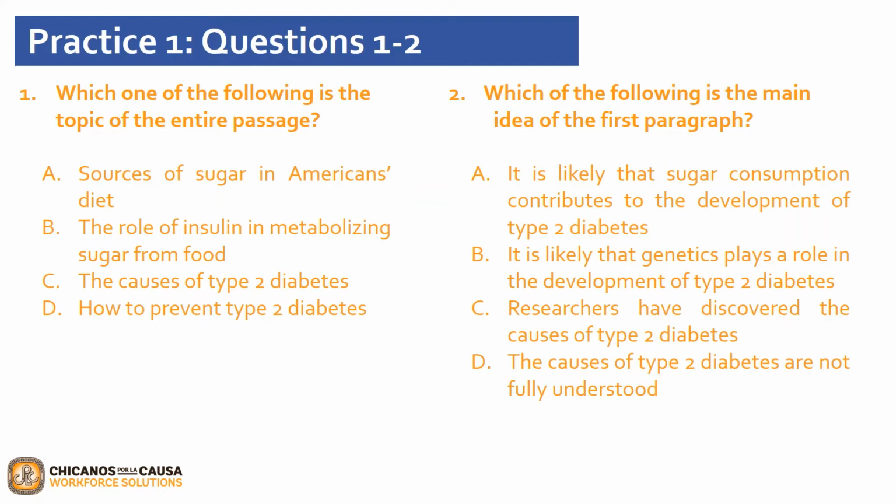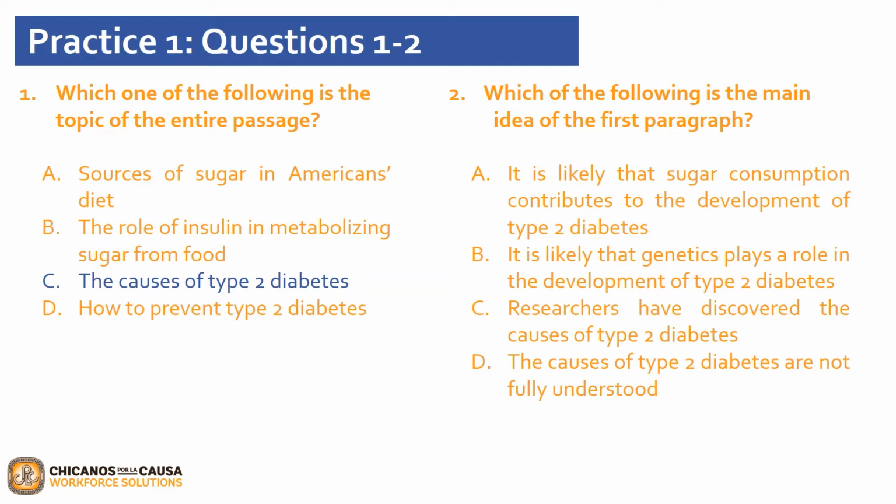All right, given the information that we found in the passage, in this case, the correct answer is C, the causes of type 2 diabetes. In the passage, answer A and answer D were not discussed, while option B was mentioned. It solely acted as a supporting detail to the main idea, which is still option C, or the correct answer. Now let's move on to question 2. Which of the following is the main idea of the first paragraph?